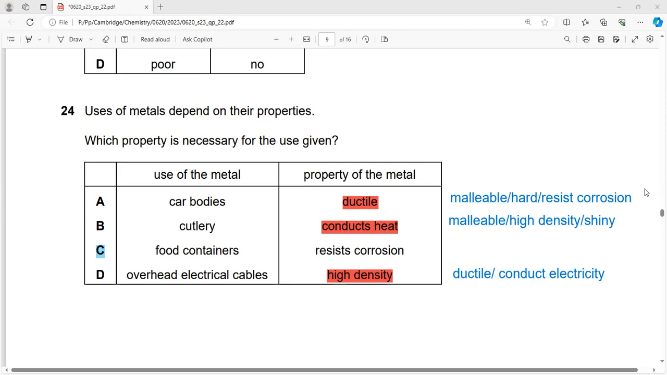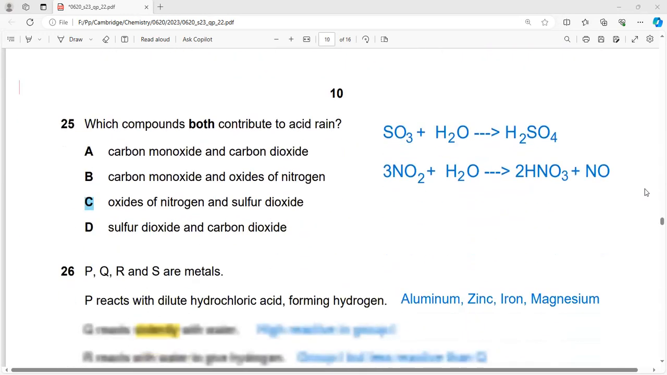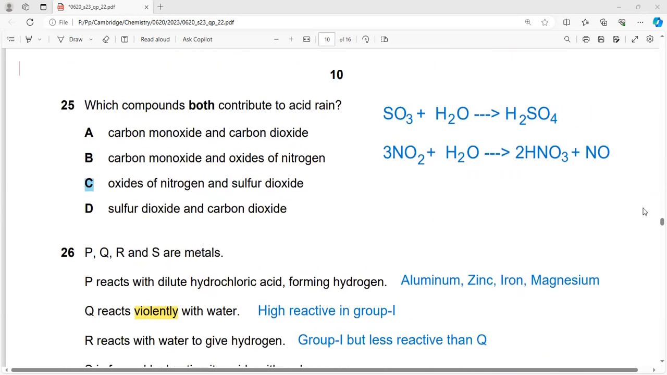What about in the D option, overhead wire? So for that, the wire is supposed to be ductile in nature. So the property of metal, they are converted into the wire form. So that's why high density is not required for them. So C is our correct option. Food container, so they are resistant to corrosion. So we are using that type of metal which has resistance to corrosion. So they are used in a food container. So C is our correct option here.